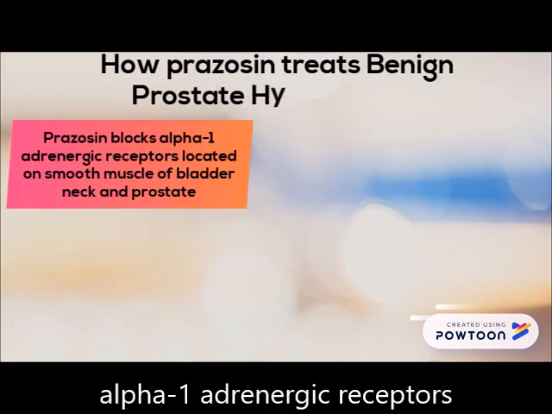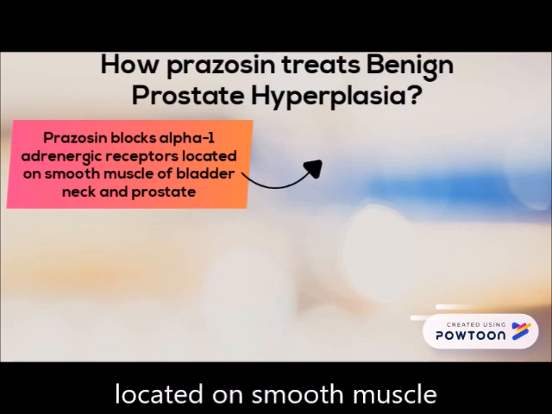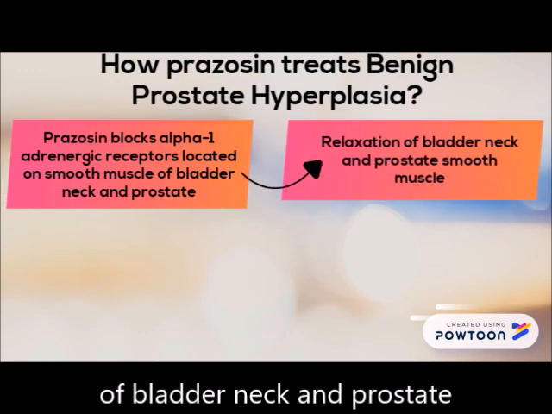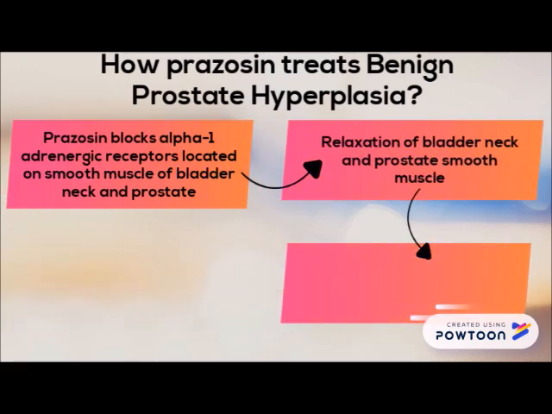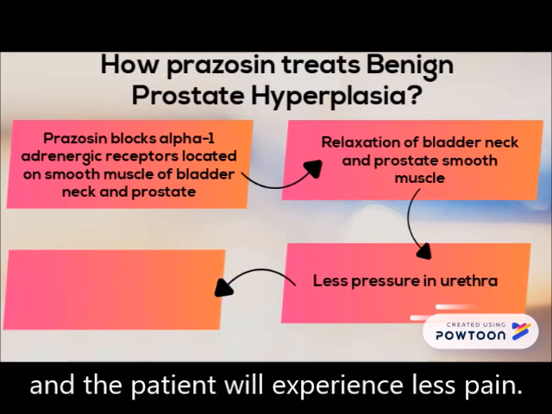Firstly, prazosin will block alpha-1 adrenergic receptors located on smooth muscle of bladder neck and prostate and cause it to relax. Thus, there will be less pressure in urethra. Therefore, the urine flow will be increased and the patient will experience less pain.